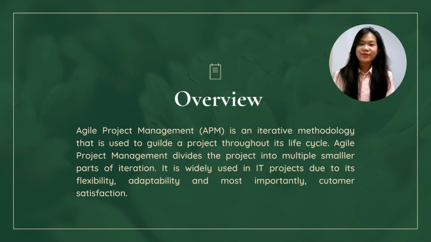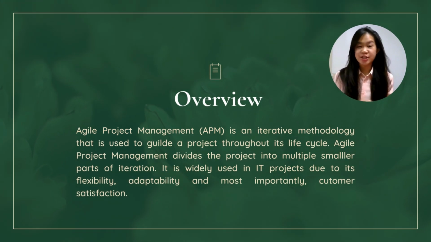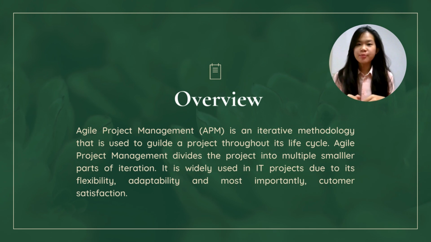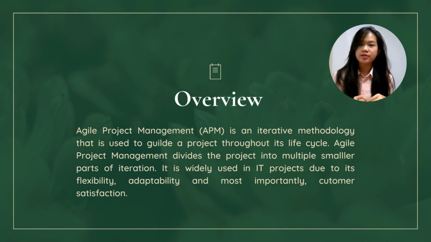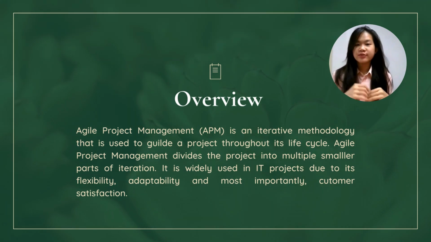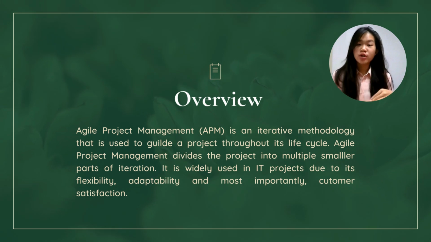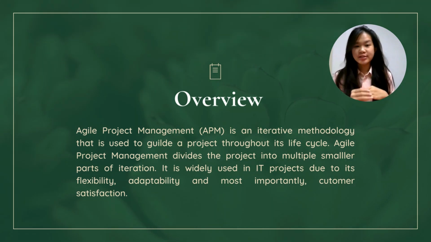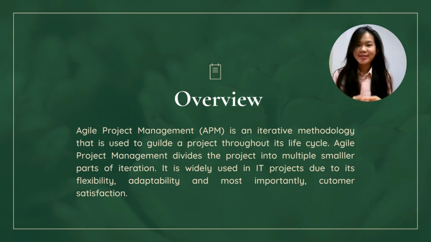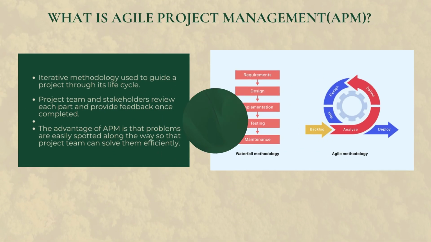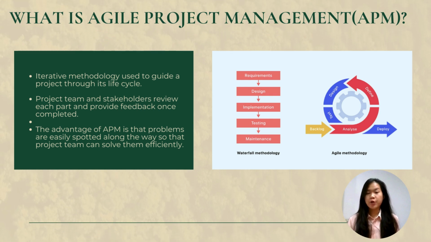So, I do believe that most of us have heard of what is Agile project management. Agile project management is actually an iterative methodology that is used to guide a project throughout its life cycle. It usually divides the project into smaller parts of iterations. And Agile project management is widely used in IT projects due to its flexibility, adaptability, and most importantly, customer satisfaction. Now, let us dive deeper into what is Agile project management.